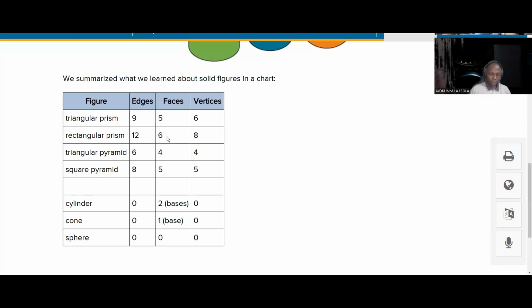Yeah, read everything. I'm waiting. Read everything. Concentrate. Triangular prism has 9 edges, 5 faces, and 6 vertices. Read everything. Rectangular prism. Read it.